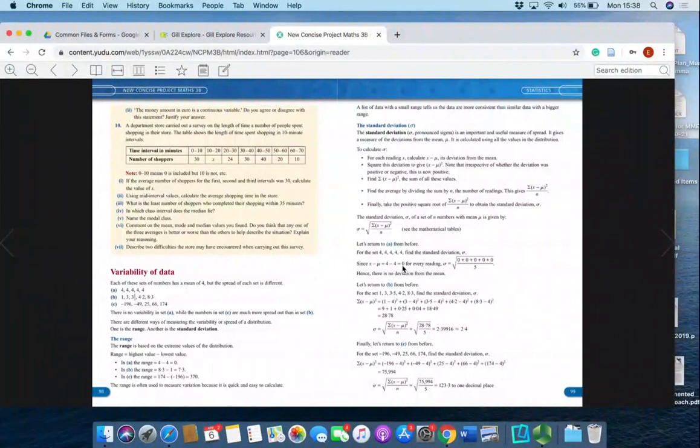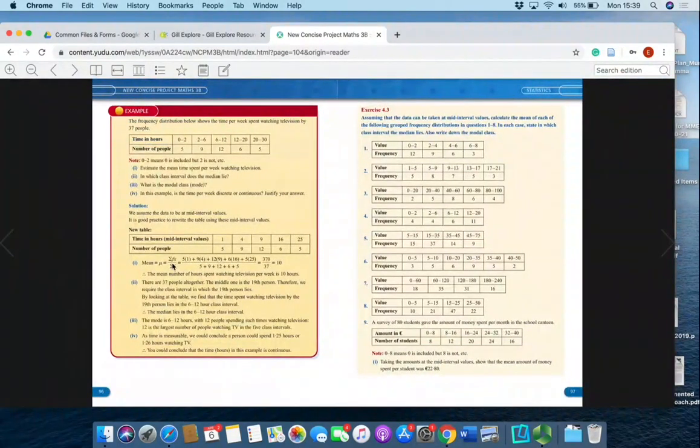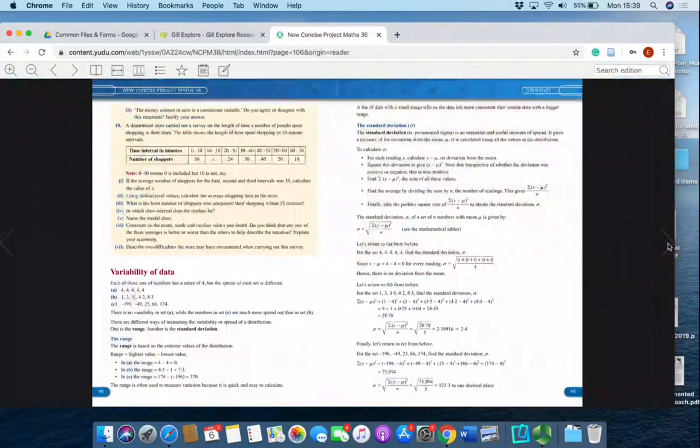Hi, I'm going to continue statistics today with you. We left it at looking at the mean, the mode, the median, the last recording. So in this recording we're going to move on and have a look at variability of data.